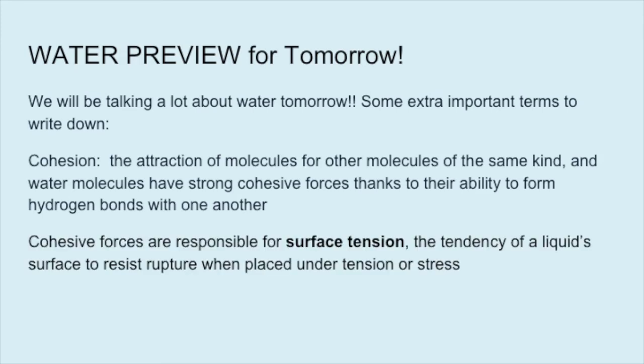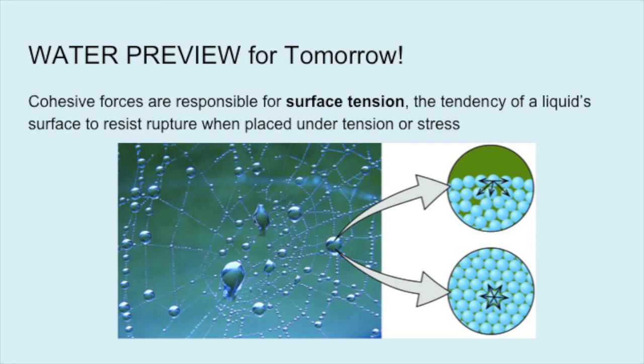And cohesive forces are what is responsible for surface tension. So anytime we have surface tension, which is the tendency of a liquid surface to resist rupture or to resist change, that is because of cohesion. So the reason that a spider can sit on top of the water is because the water is all sticking together. The water's holding on to each other, all the water molecules. So the spider can kind of hang out on top. The water molecules aren't splitting or separating for the spider to fall through.